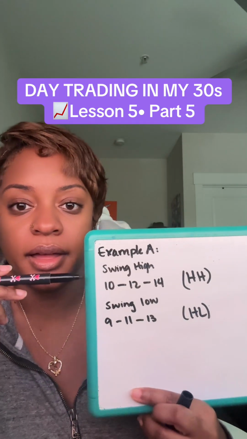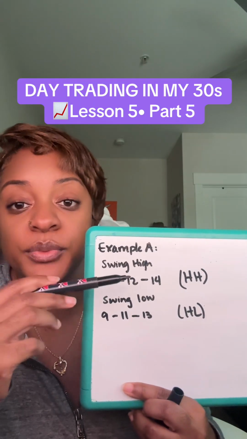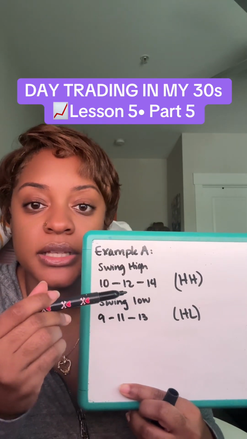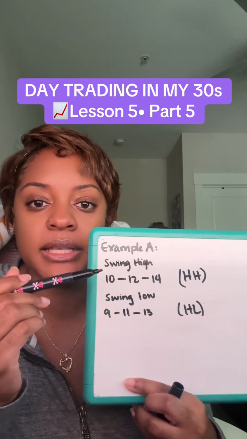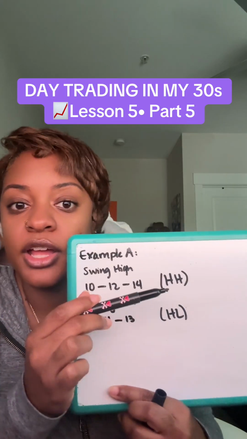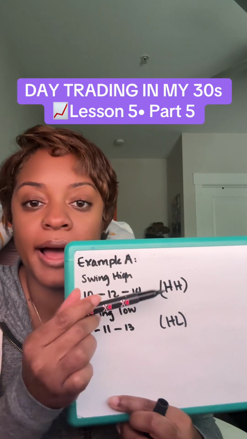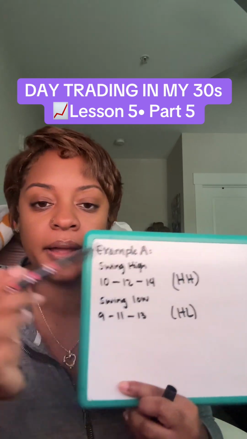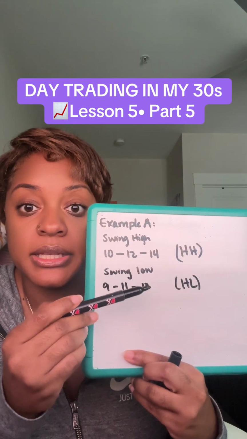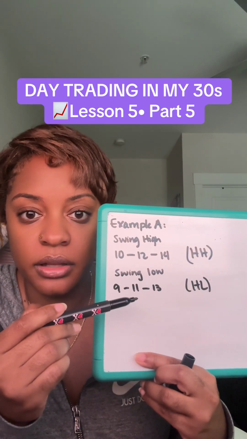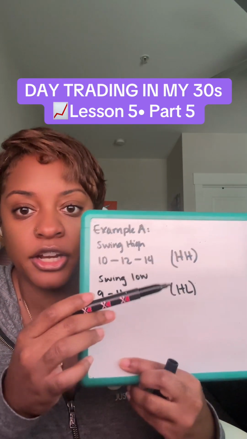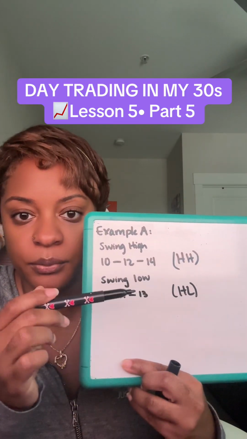So for example A, the swing highs are getting higher because they're increasing. The new swing high is higher than the previous swing high. So that makes it a higher swing high or a higher high. And then for the swing lows, 13 is higher than the previous swing low, and 11 is higher than the previous swing low. So that makes it a higher swing low or a higher low.